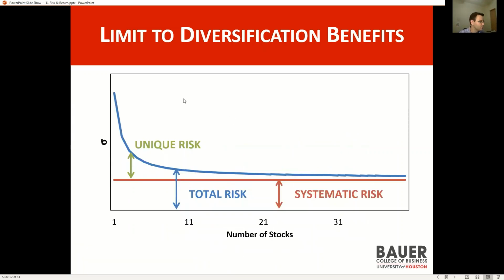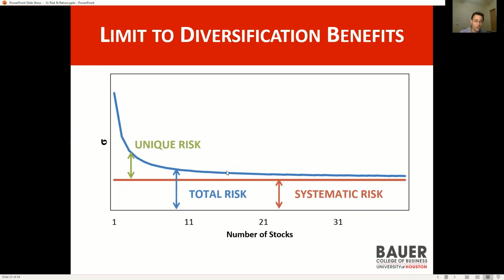Another way to see this is with this picture. On the y-axis, we have the sigma. This is the total risk for a portfolio. On the x-axis, we have the number of stocks in a portfolio. Now, if you just have one stock, then you're taking a lot of risk. You're taking the systematic risk for that stock, but also all of those unique idiosyncratic things that drive the stock price. As you add more and more stocks, however, we see that the total risk starts to drop.